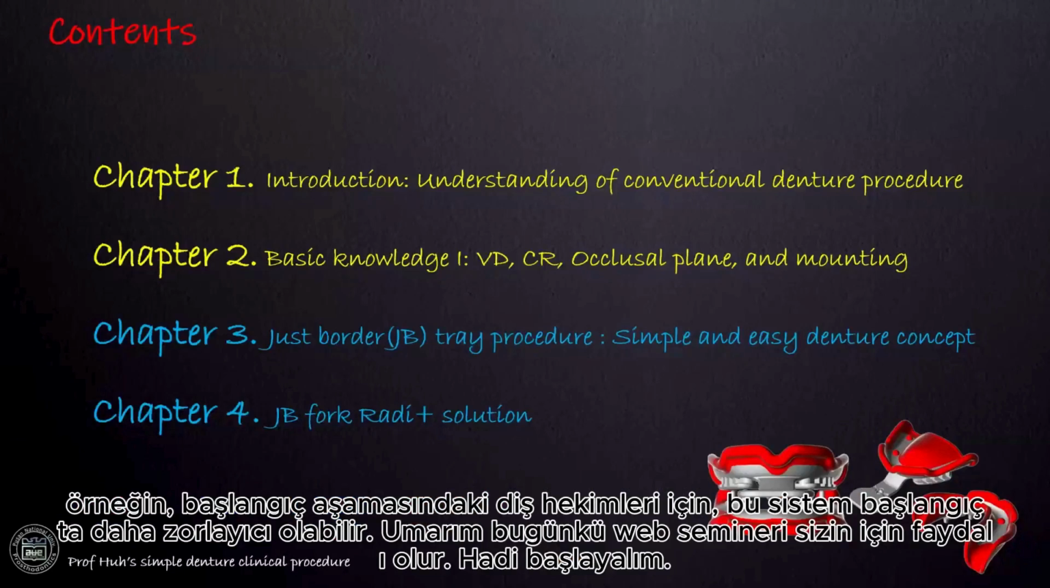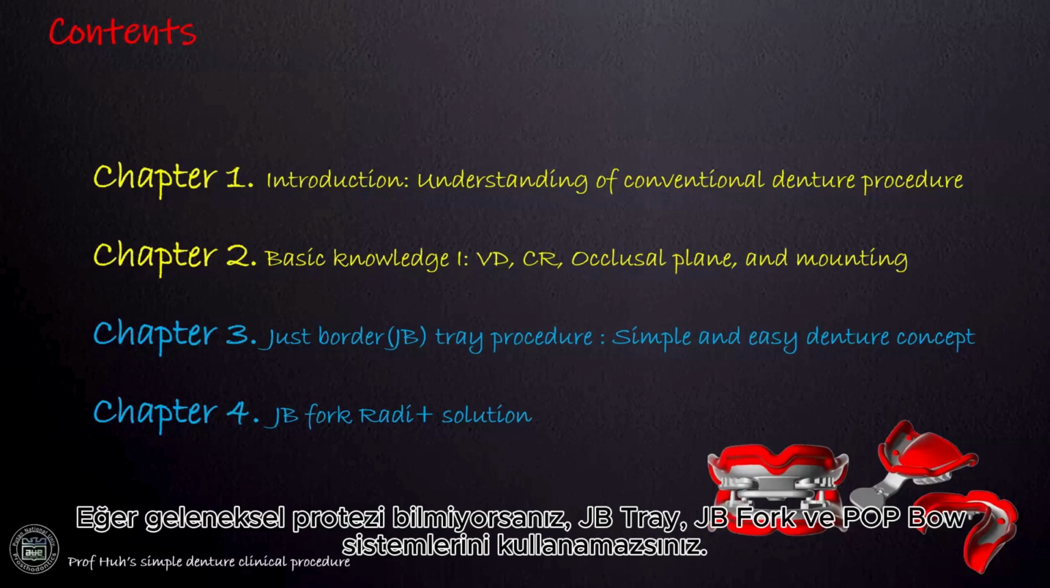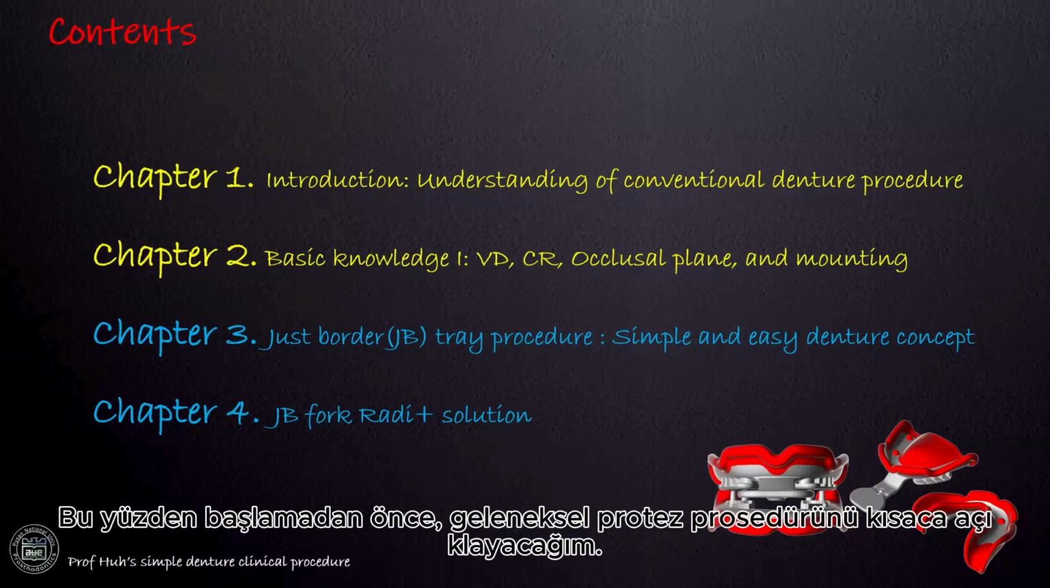So let's start. Today I prepared 4 categories, 4 chapters. In chapter 1, I will start with the conventional denture procedure explanation. If you don't know conventional dentures, you cannot use the J-tray, J-fork, or Pop-O systems. So before starting, I will briefly explain the conventional denture procedure.